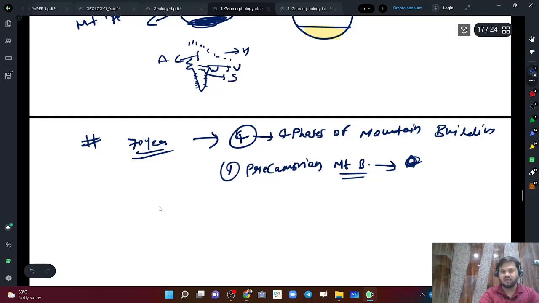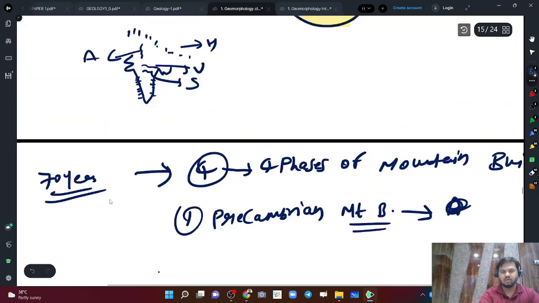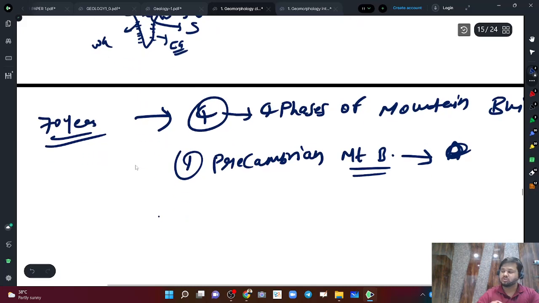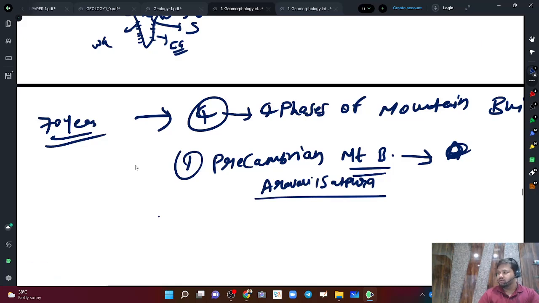I hope it is visible. I have made a very small diagram. These are Western Ghats. These are Eastern Ghats. The two oldest mountains are Aravali as well as Satpura. These two are very old mountains. The first time they were formed, they became mountains in Precambrian time. Actually, they are very old, from when they were young.